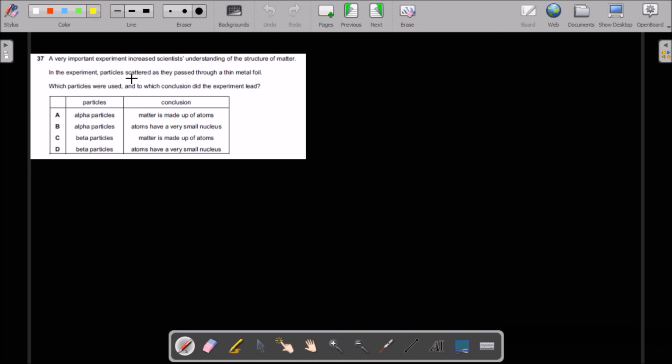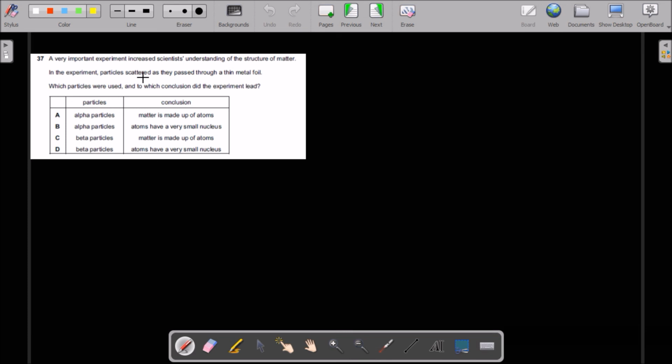Question 37. A very important experiment increased scientists' understanding of the structure of matter. In the experiment, particles scatter as they passed through a thin metal foil. Which particles were used and to which conclusion did the experiment lead? So you know that this experiment is very important and famous, which is called alpha particle experiment or alpha scattering particles experiment.